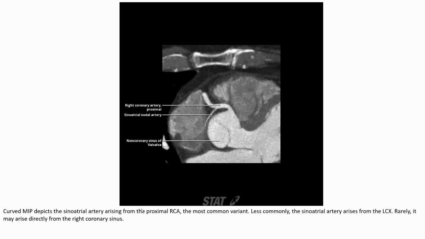This image depicts the sinoatrial artery arising from the proximal right coronary artery, the most common variant. Less commonly, the sinoatrial artery arises from the left circumflex. Rarely, it may arise directly from the right coronary sinus.